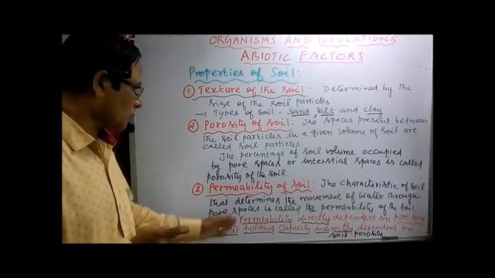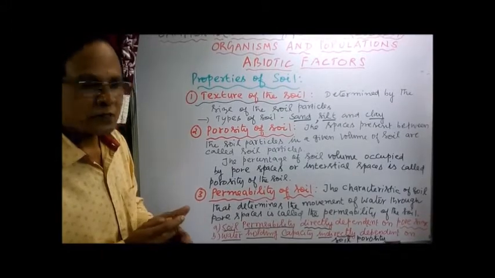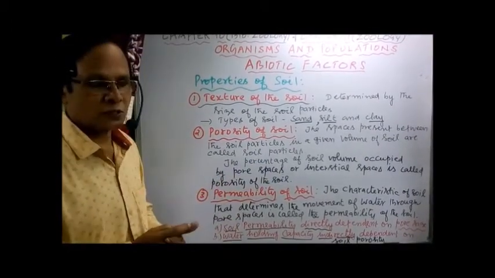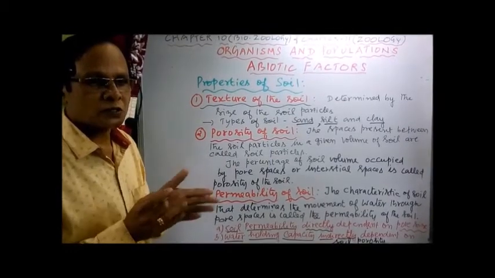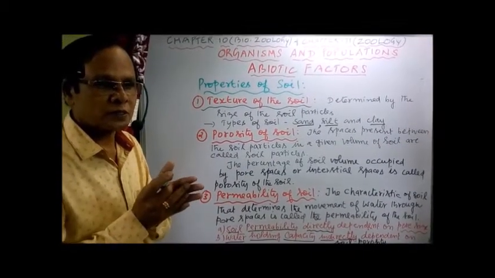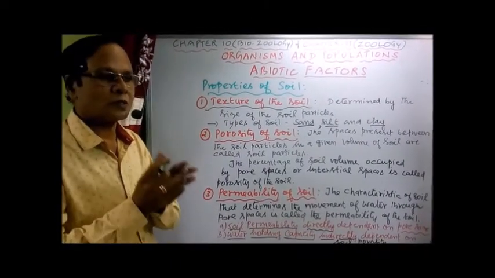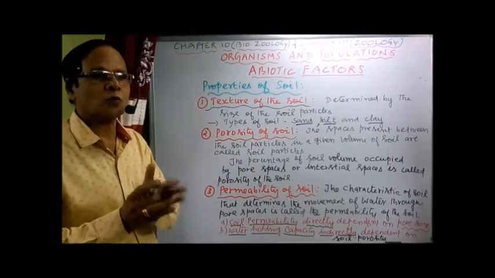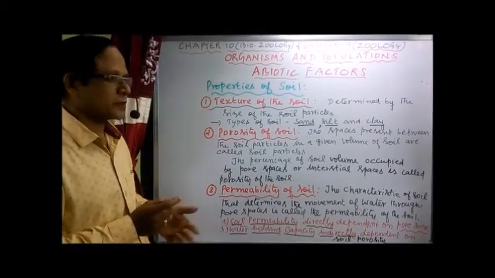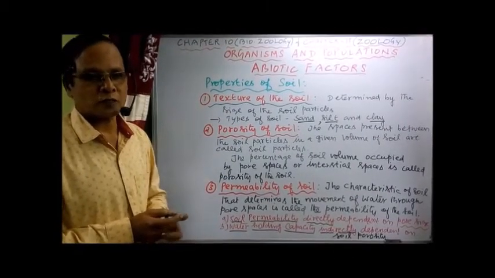And what about the water holding capacity of the soil? The water holding capacity of the soil is indirectly dependent on soil porosity. If the soil porosity is more, we have large spaces, then the water holding capacity is less. They should have small sized pores. Then only can they hold a large amount of water in the form of capillary water. That's about the 3 properties. We have 2 more: one is soil temperature, another is soil water. A few words.